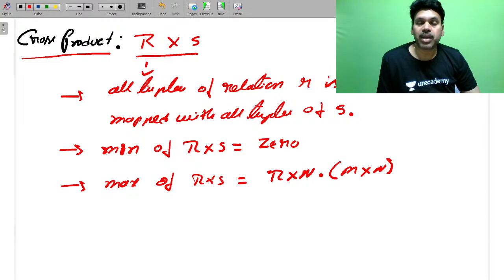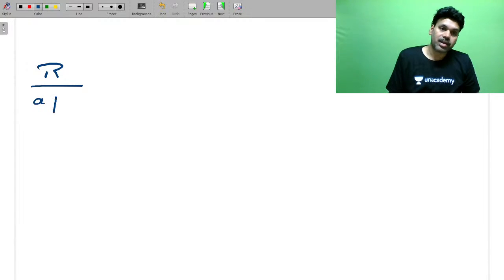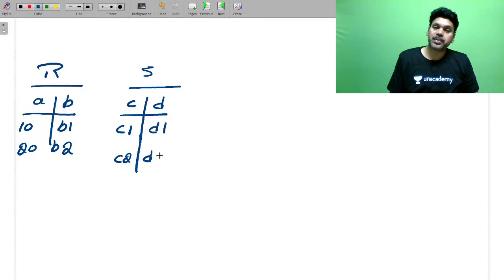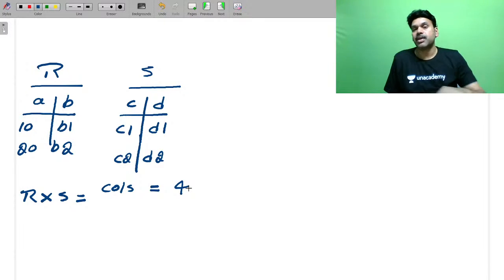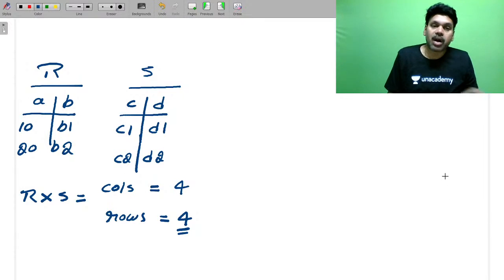Now I will show you an example of R cross S. There is a relation instance R. Now I'm writing general instances, which consist of A, B, and there is another instance which consists of C, D. This has the data 10 B1 and 20 B2. This has the data C1 D1 and C2 D2. When I'm asking R cross S, what will happen? How many columns? All columns from R and S. How many rows? All rows. Mapping M into N is nothing but R into S. It is 4 rows.